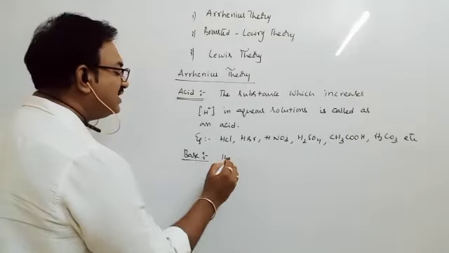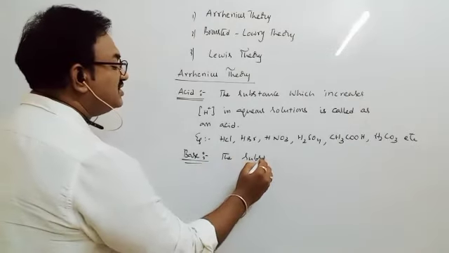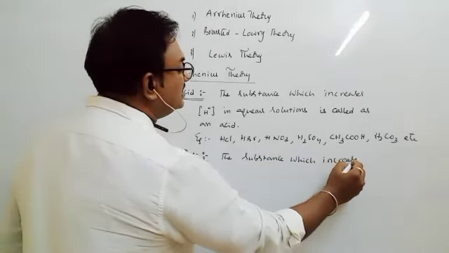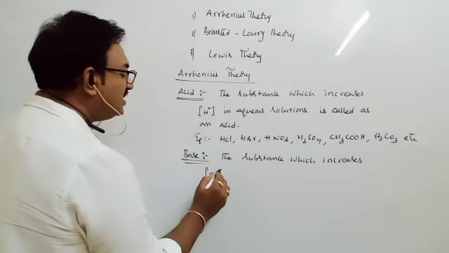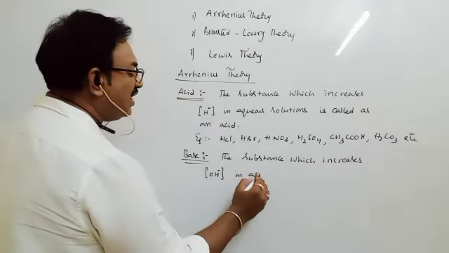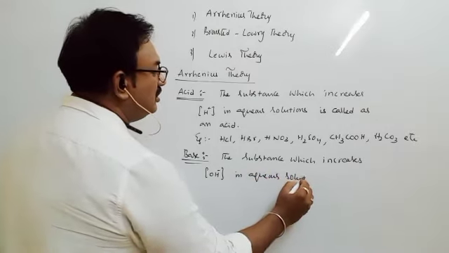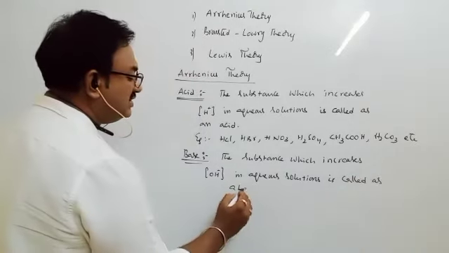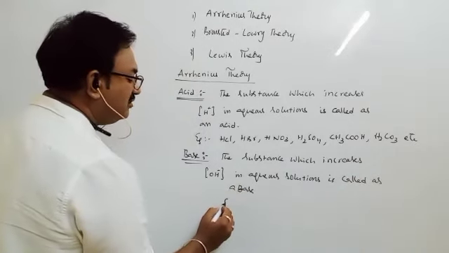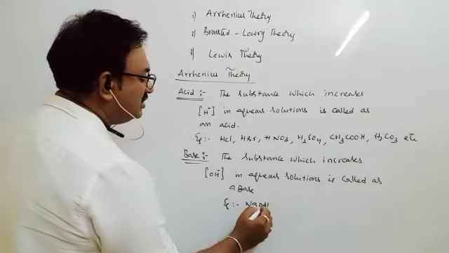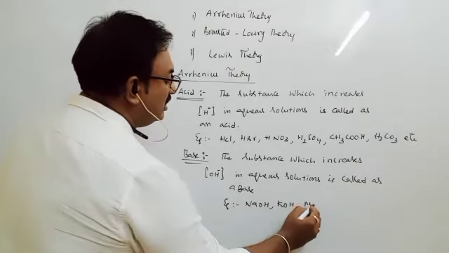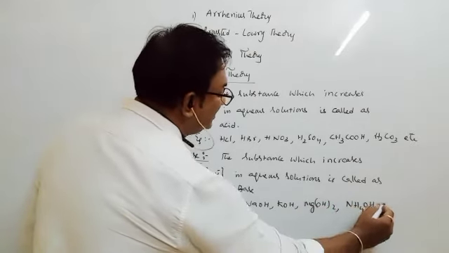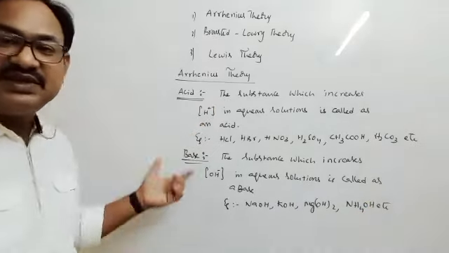And what is a base? Base can be defined like this. The substance which increases OH minus ion concentration in aqueous solutions is called a base. For example, NaOH, KOH, Mg(OH)2, NH4OH, etc. So these are some acids and some bases.